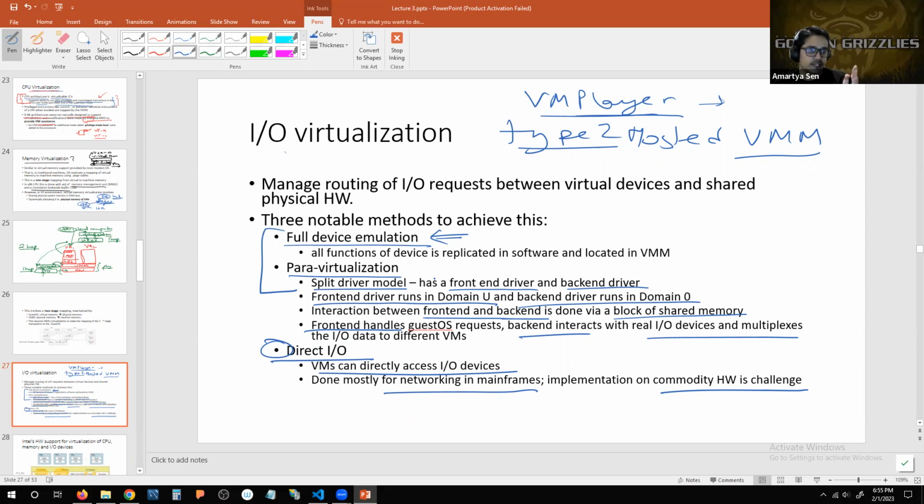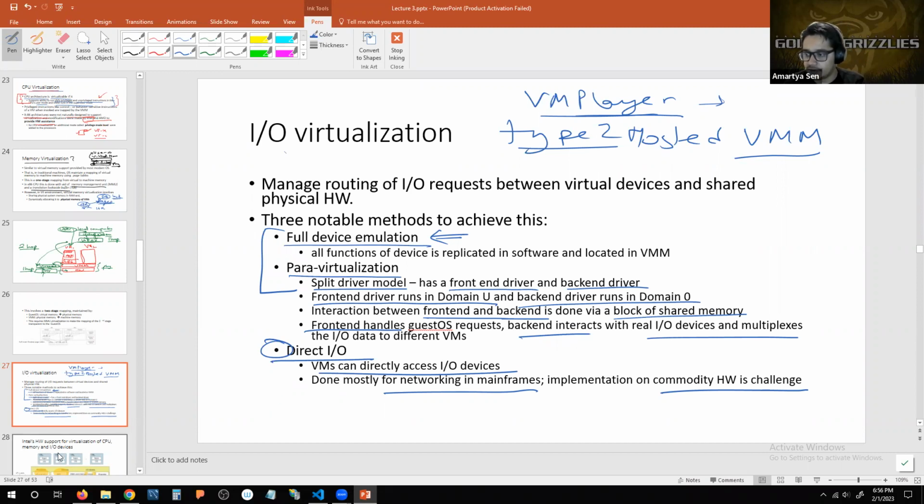The front end is accessed by the user domain, so they submit their request to the front end, and the back end is in control of the admin VM, which can directly talk with the device IO drivers, okay? And then there is a shared block of memory that enables the interaction between the front end and the back end, okay?